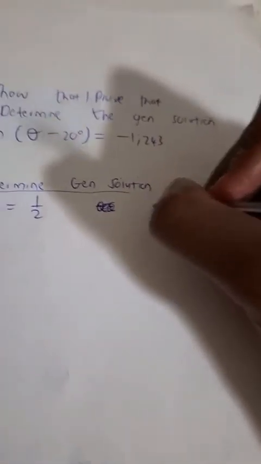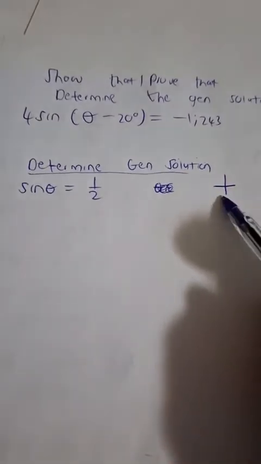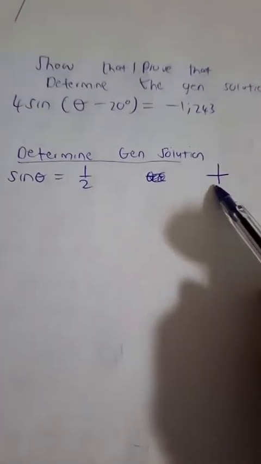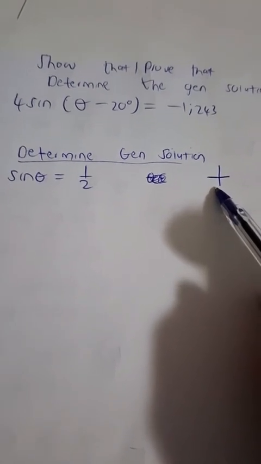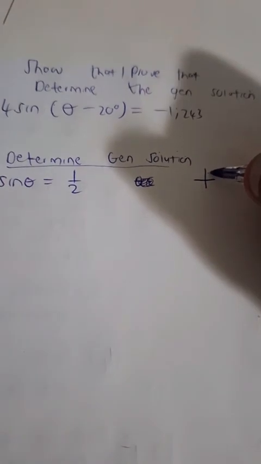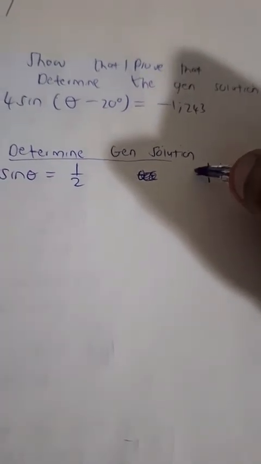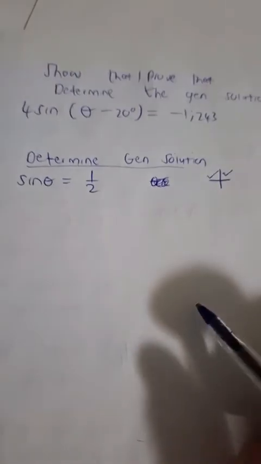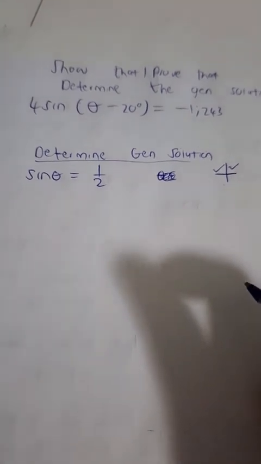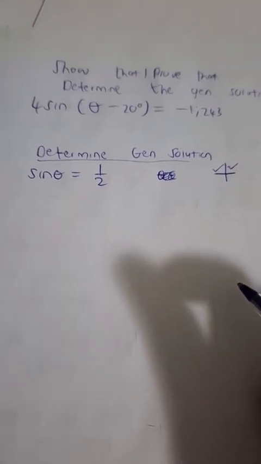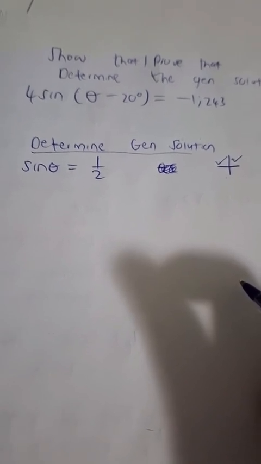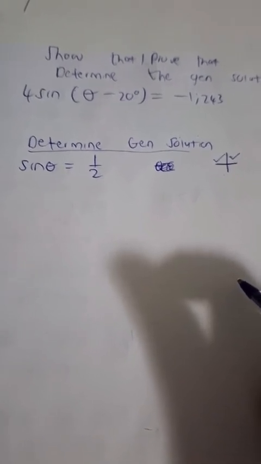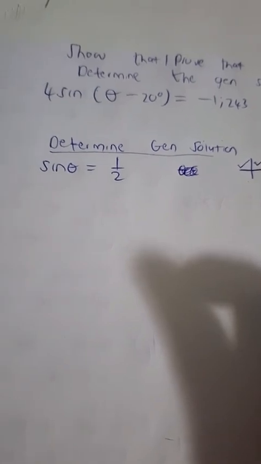So you are always asking yourself the question, where is sine positive? Okay, where is sine positive? Sine is positive in the first and it's also positive in the second quadrant. Very important, that sine is positive in the first and in the second quadrant.